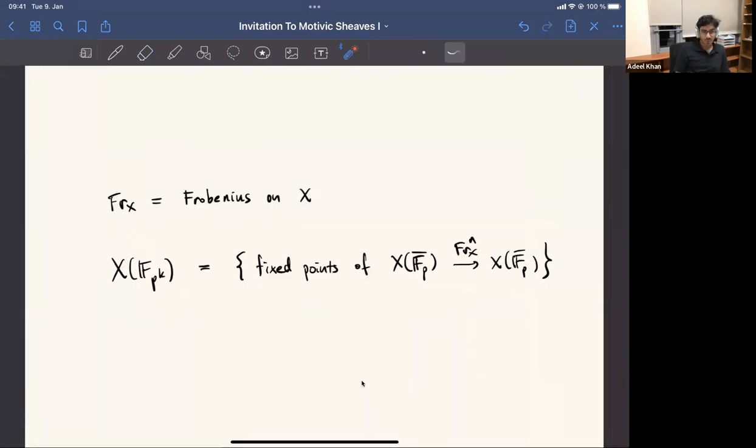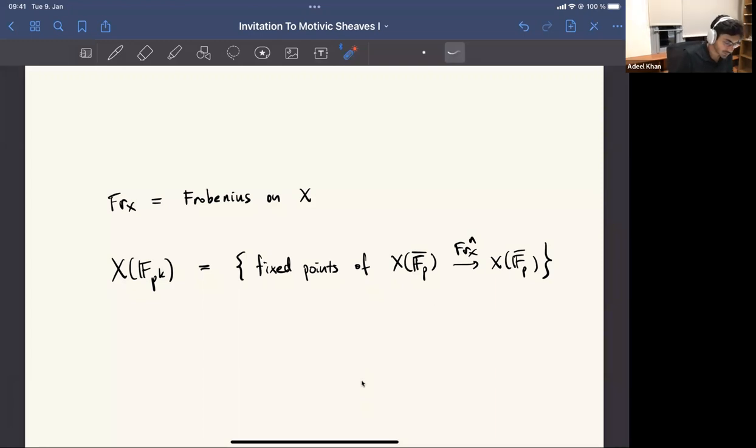I'm going to try to go through, mostly chronologically, starting from these conjectures, how cohomology theory unfolded in algebraic geometry, and how that eventually led to motives.